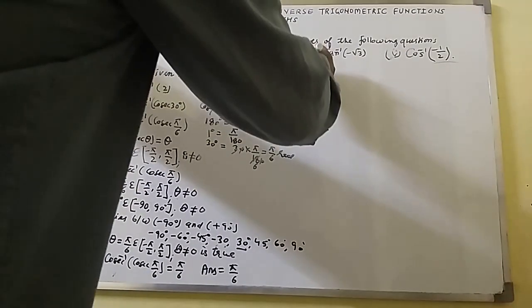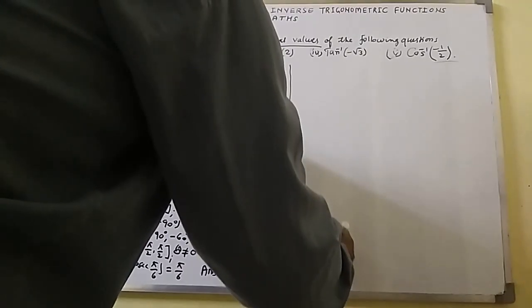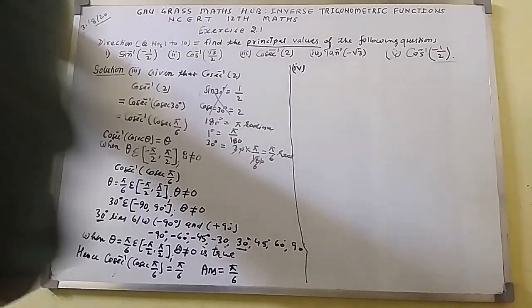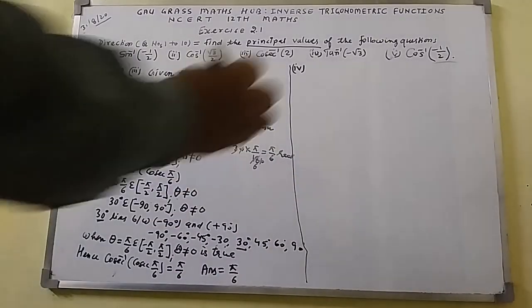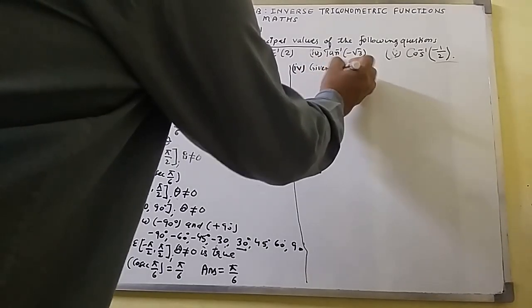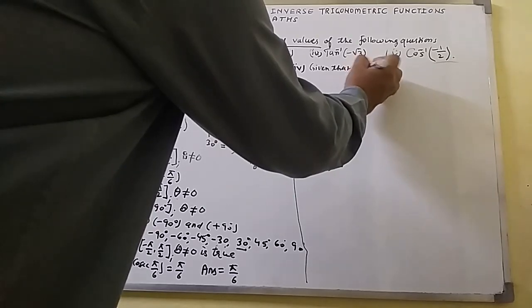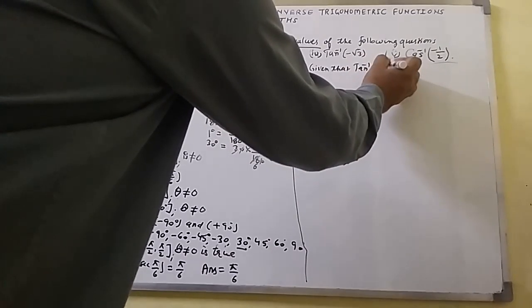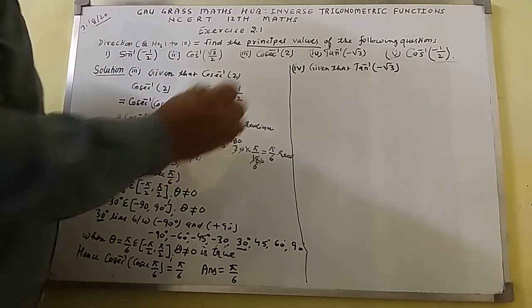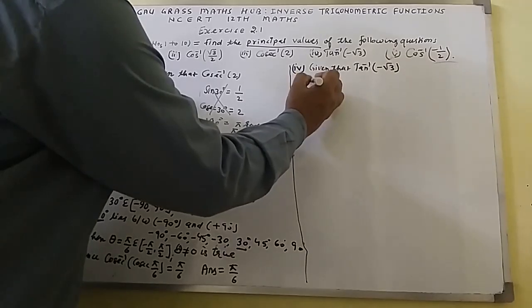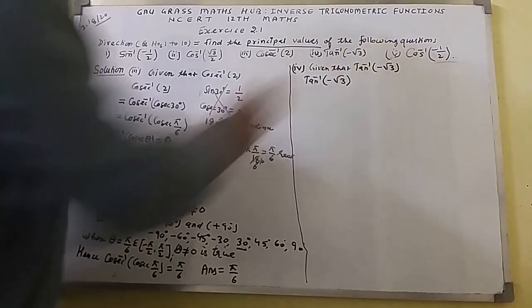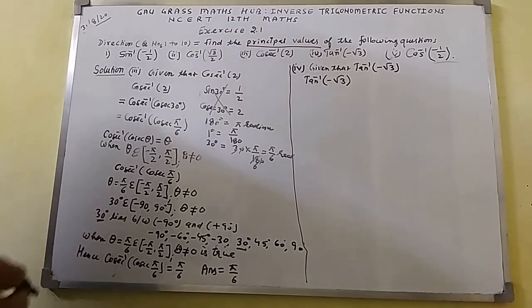Now take the next question. I shall take question number 4 here. You can see the given question: tan inverse in bracket minus under root 3. Now come to the solution. Here I shall write tan inverse minus under root 3.